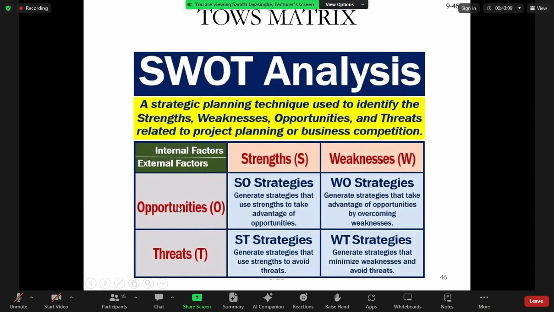Right? You see, SO strategies. So we must have some information here. Then only we can develop this. SO strategies generate strategies that use strengths to take advantage of opportunities. The WO strategies generate strategies that take advantage of opportunities by overcoming weaknesses. Then ST strategies generate strategies that use strengths to avoid threats. WT strategies generate strategies that minimize weaknesses and avoid threats.